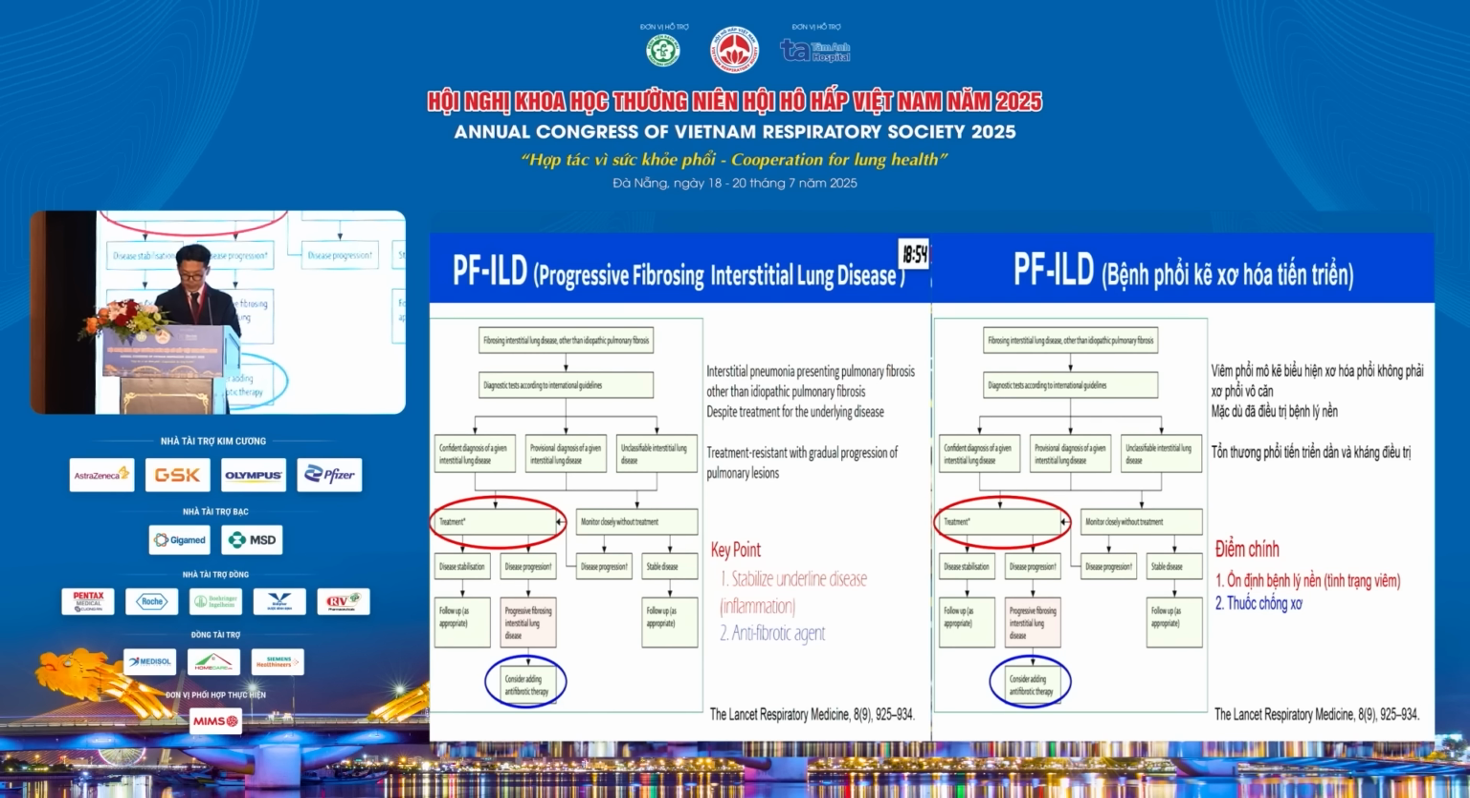As a key point in treatment, it is important to stabilize the underlying disease. In cases of interstitial pneumonia with an inflammatory process, if fibrosis progresses despite treatment for the inflammatory conditions, the administration of antifibrotic drugs should be considered. So, the key point is to stabilize the underlying disease first.